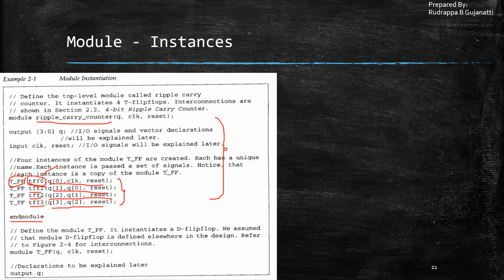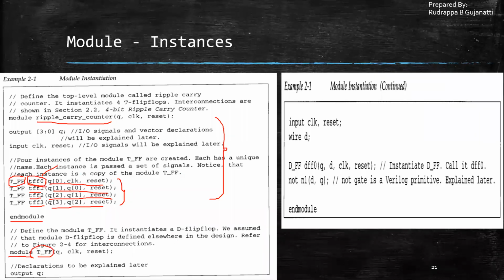Now let us see what the T flip-flop consists of. If we observe here, we again have the keyword module, then we have T underscore FF. So T underscore FF is utilized over here. This is the module name for this entire structure. Then under this, we have Q, clock, and reset, which are the terminal list. In that, Q is specified as output, and clock and reset are inputs. Then we have a parameter which is a wire, termed D.